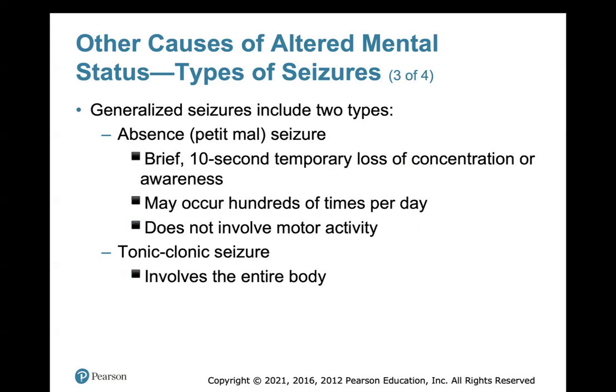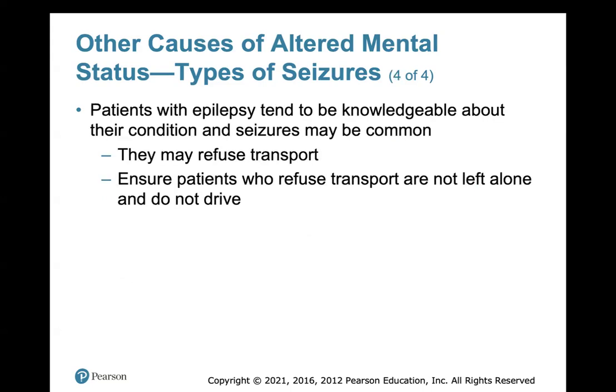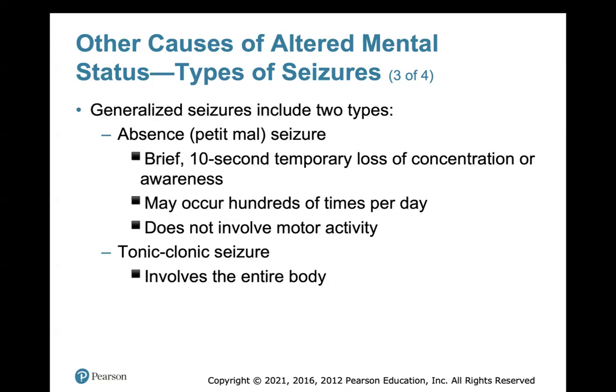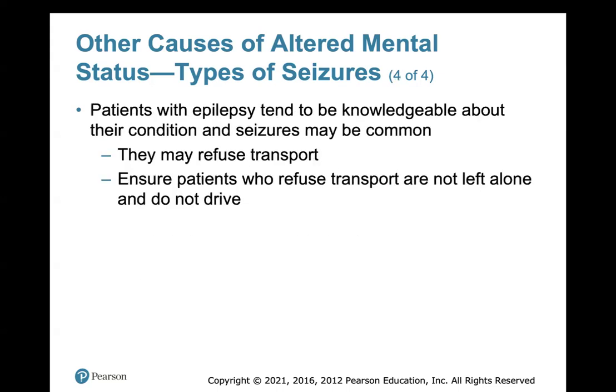We categorize this as an absence seizure, or a petit mal seizure. It is basically where they just stop. They may stop mid-sentence. They stare off into space for 10, 20, 30 seconds. It may occur hundreds of times per day. It does not usually involve any motor activity. Sometimes people have them all the time and don't have any idea of it. This is one type of generalized seizure, the other type being the tonic-clonic seizure we just talked about.